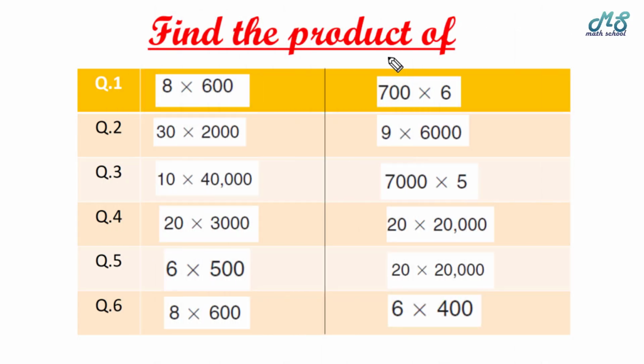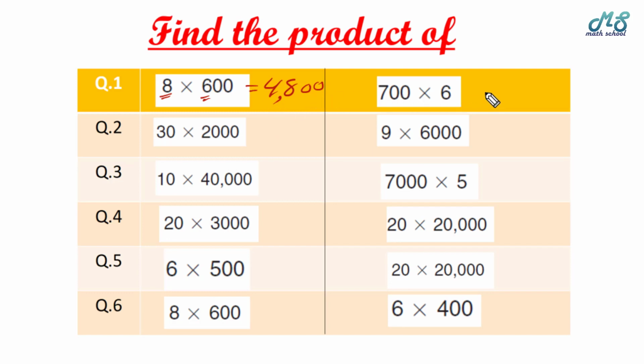Find the product of 8 times 600. First, guys, multiply the non-zero factors. 8 times 6 equals 48. Ask yourself how many zeros we have. We have double zero. So bring down double zero, it will be 4800.